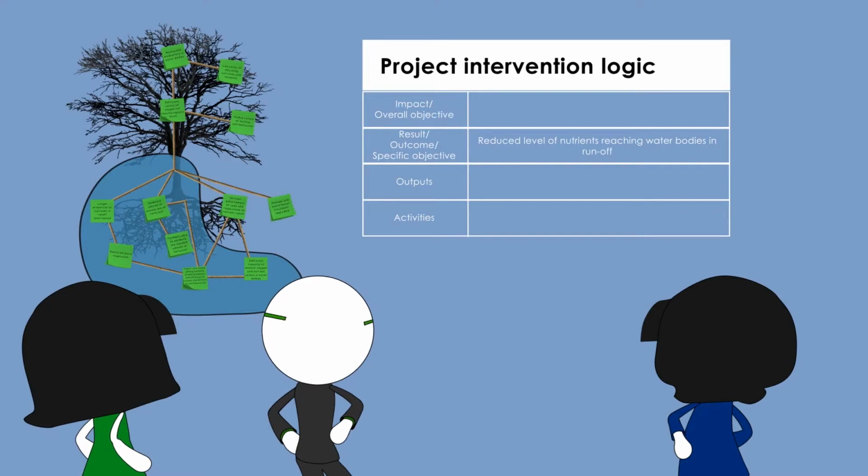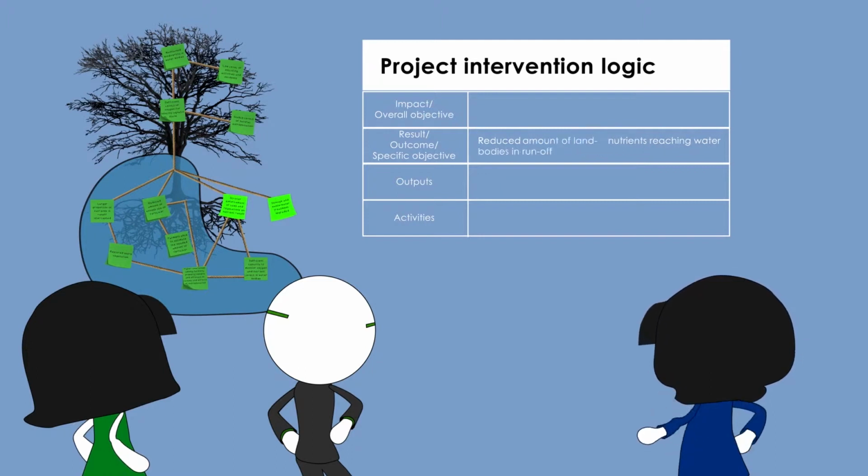I'm talking about the stricter enforcement of the laws and regulations and the sewage and wastewater systems being upgraded. Well, yes indeed. We will address only the land-derived nutrients issue, not the discharges from sewage and wastewater. So the main result that will be under our control could be formulated as reduced amount of land-derived nutrients reaching the Rivala Alavia water bodies in runoff.